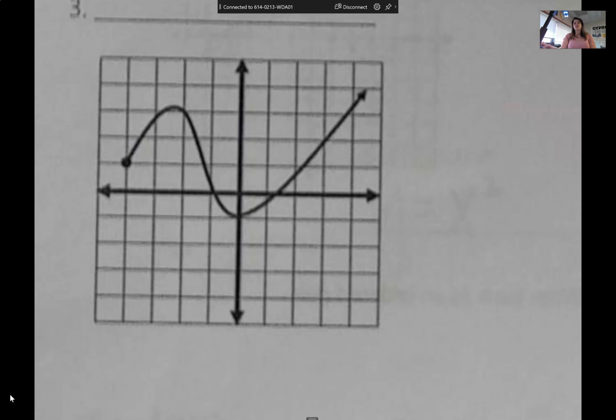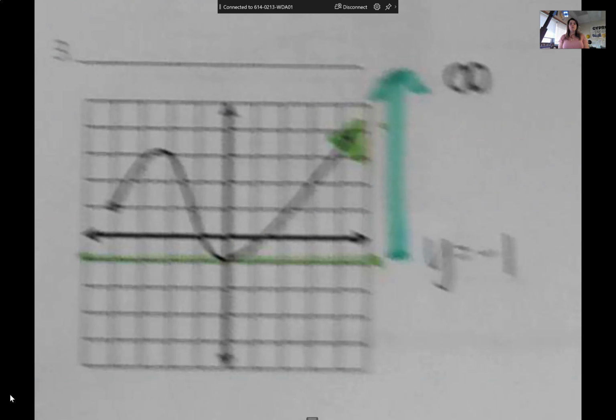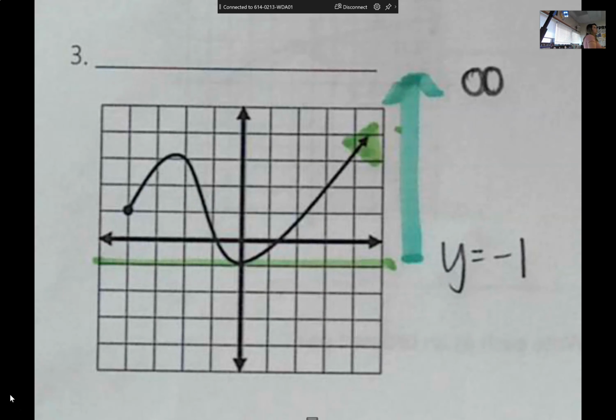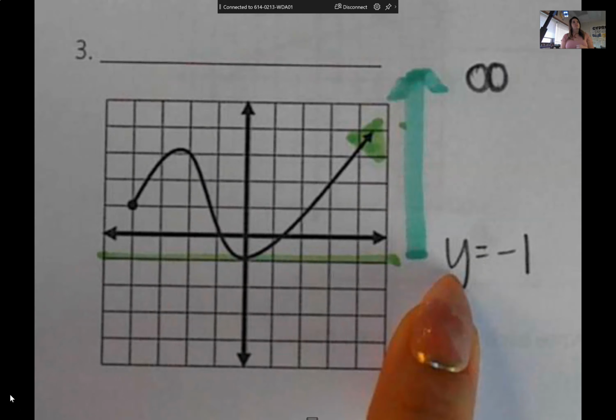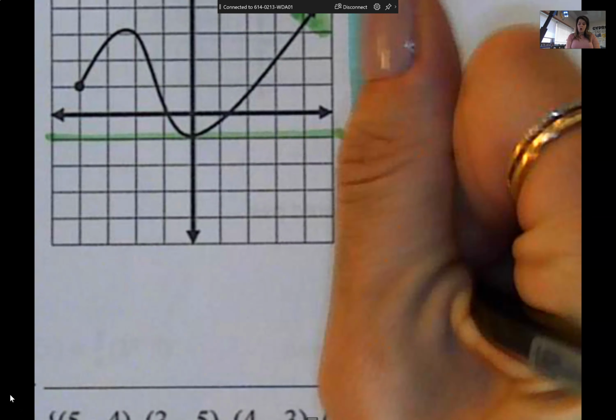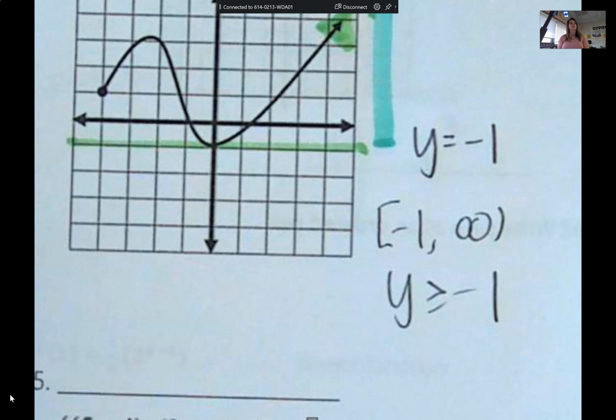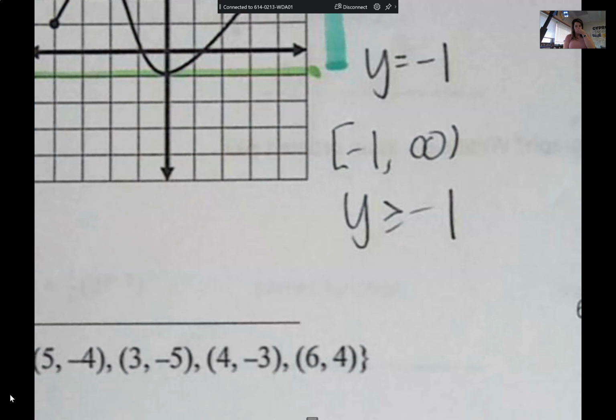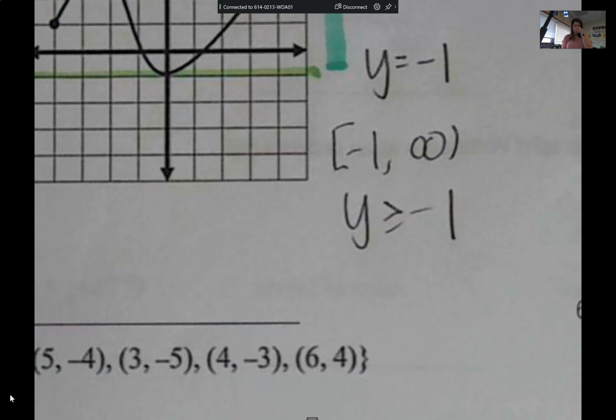Okay, don't erase so that you can compare it to what I drew. Your lowest point is -1. Your highest point is infinity. This would be a bracket. So it would be square -1 to infinity, or y greater than or equal to -1. Do you see what's happening there? Okay.